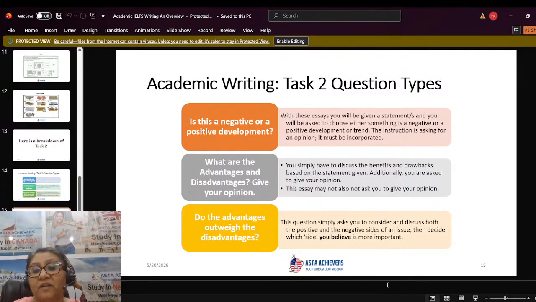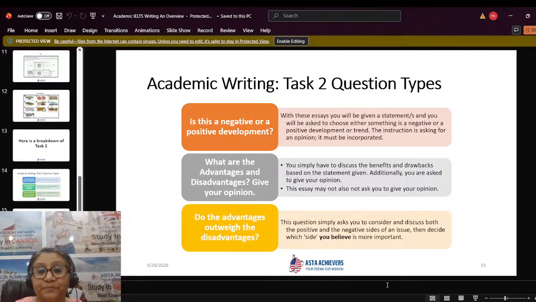Moving ahead, the next essay type is: do the advantages outweigh the disadvantages? Now, this is an essay type which is very commonly seen in the IELTS exam. This essay requires you to consider and discuss the positive and the negative side of an issue, and then decide which side you believe is more important.